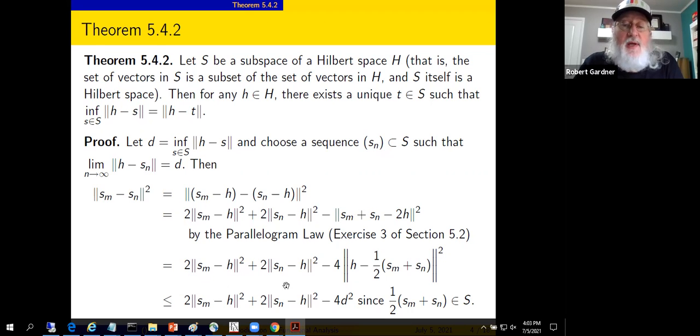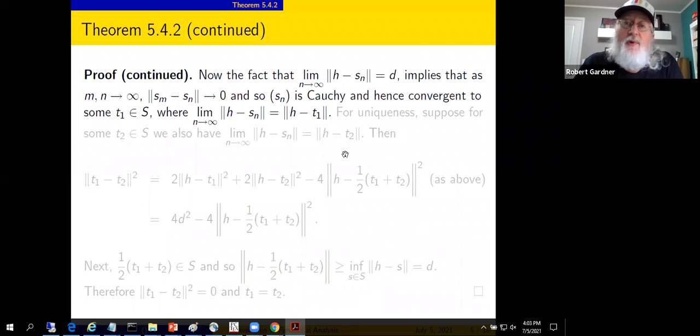All right, so this and this get close to D, so the right-hand side gets close to 0. And that's what we're saying up here. The limit is D, so that right-hand side can be made close to 0. And we see that the norm of S sub m minus S sub n approaches 0 for m and n sufficiently large. So we really are dealing with this sequence S sub n, the Cauchy sequence. Cauchy sequences are convergent. We're in Hilbert spaces. Say that Cauchy sequence converges to some T sub 1 in S.